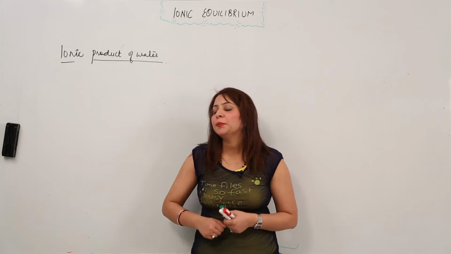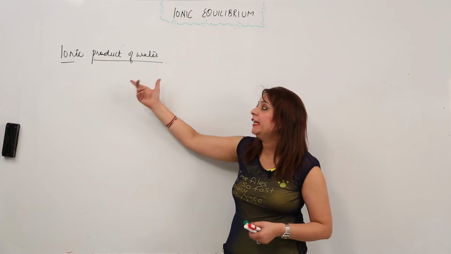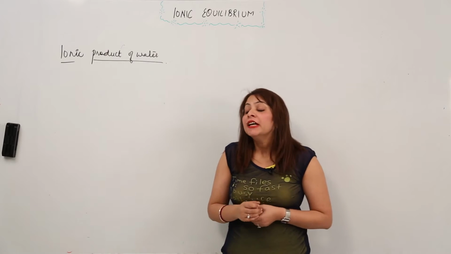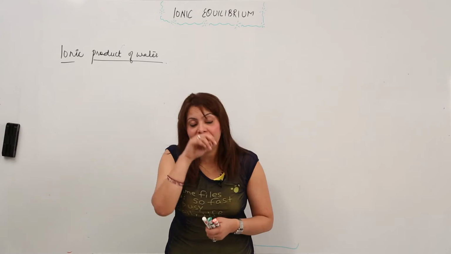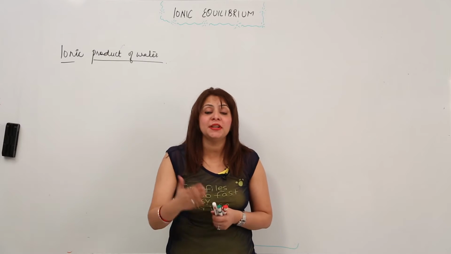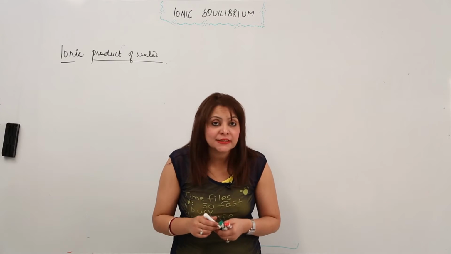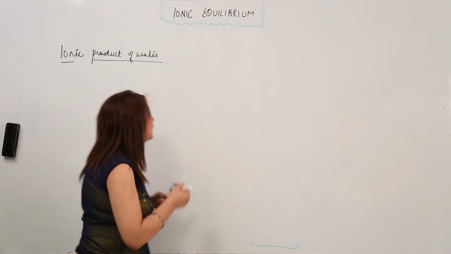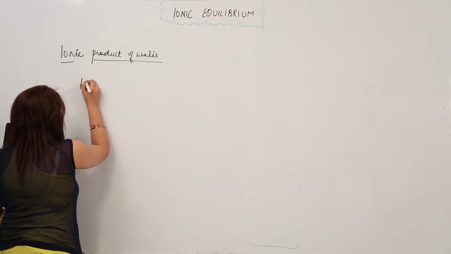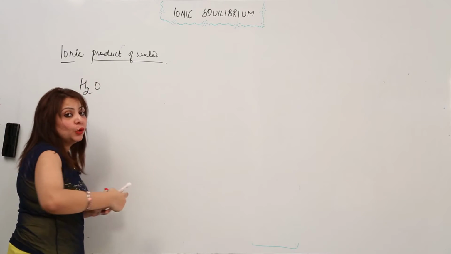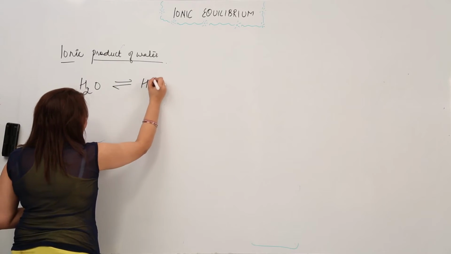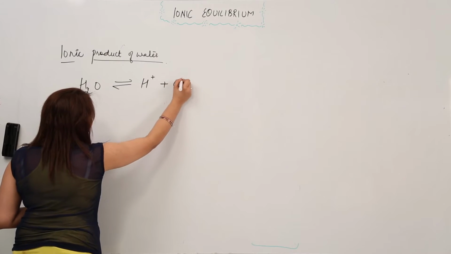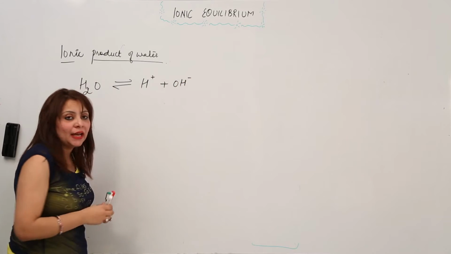Now we'll be taking up the next topic, that is the ionic product of water. Now you know that pure water is a weak electrolyte. It dissociates, but only to a very small extent. So suppose we have the ionic equilibrium in case of water, that is the undissociated molecules and the ions formed, that is H2O in equilibrium with H+ and hydroxide ion.